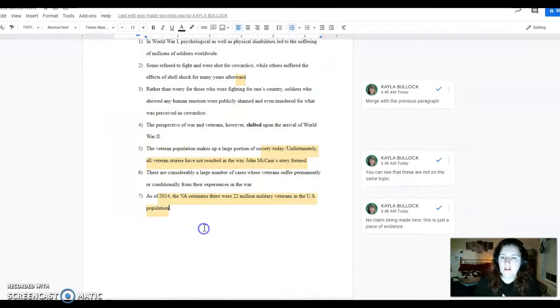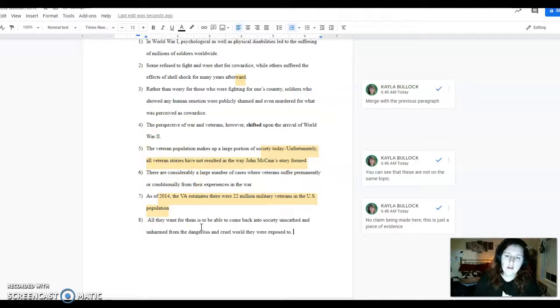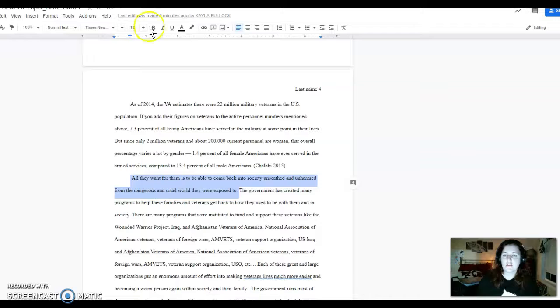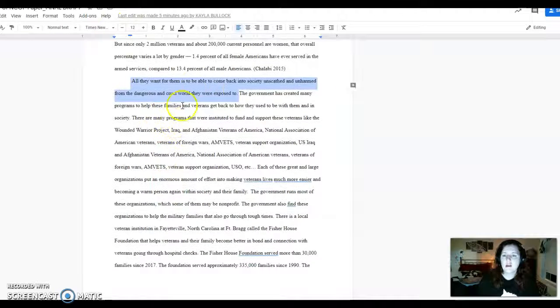Let's look at another claim. All they want for them is to be able to come back into society unscathed and unharmed from the dangers and the cruel world they're exposed to. Again, no claim being made here. It looks like this writer is starting to lose a little steam.